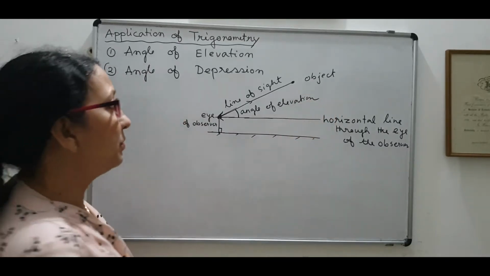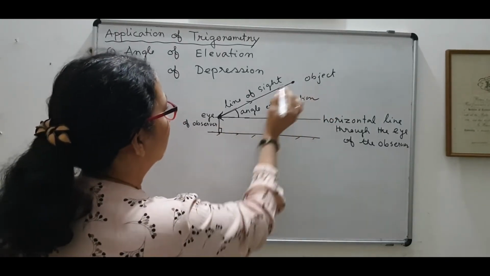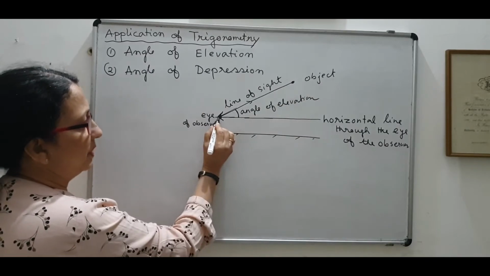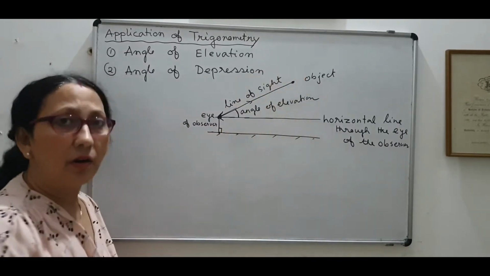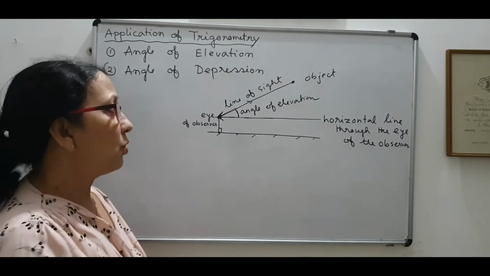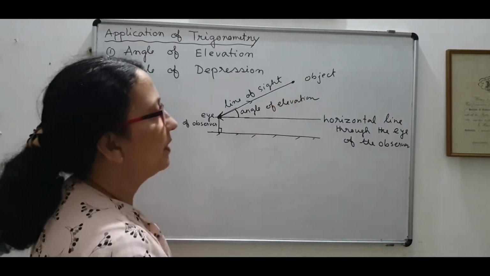Why angle of elevation? Because the object is elevated from the person. The observer is here below and the object is above the observer. It is an elevated object, so it is known as angle of elevation.